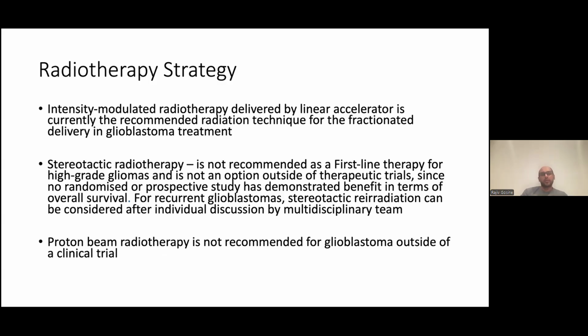Intensity modulated radiotherapy delivered by Linac is currently the recommended radiation technique for the fractionated delivery of glioblastoma treatment. In terms of stereotactic radiotherapy, it's not recommended as a first-line therapy for high-grade gliomas, and it's not an option outside of a therapeutic trial, since no randomized or prospective study has demonstrated benefit in terms of overall survival. For recurrent glioblastomas, stereotactic re-irradiation can be considered after individual discussion by the multidisciplinary team. Proton beam radiotherapy is not recommended for glioblastoma outside of a clinical trial.